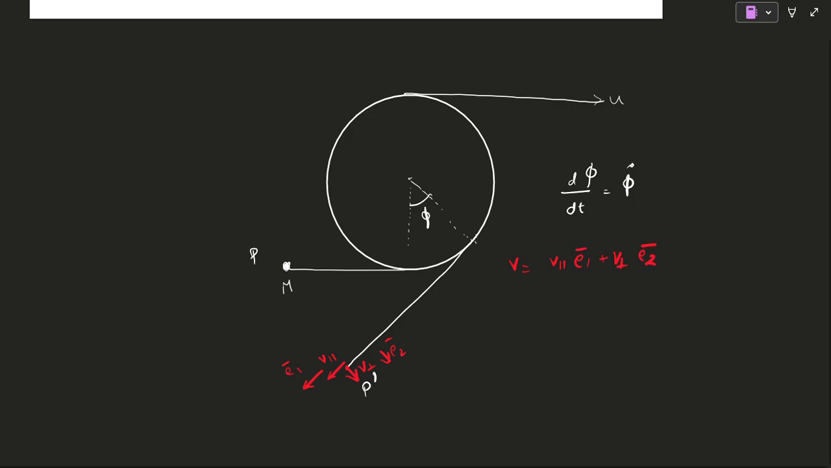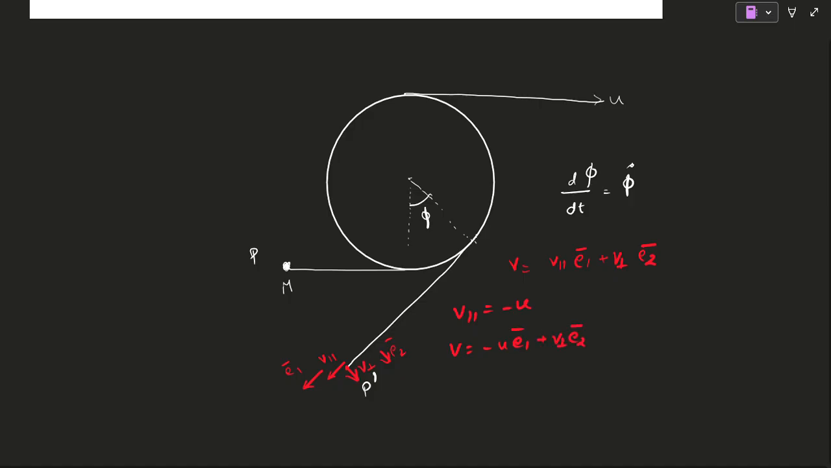Now, the basic rule of constrained motion says that the velocity of any object along this inextensible thread will always be equal along the thread. If you consider two points, their velocity relative to each other in the radial direction will always cancel out. Since the string is inextensible, v parallel will come out to be minus u. Hence, I can say that velocity will be minus u e1 cap plus v perpendicular e2 cap.